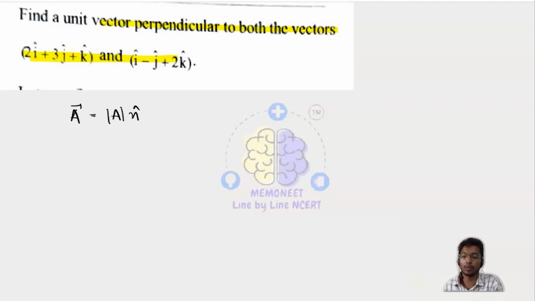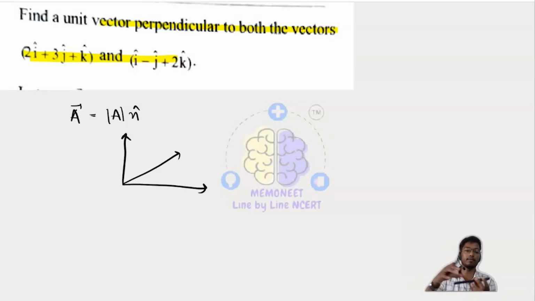We know that if two vectors lie in the same plane, then the vector product will lie perpendicular to them. Let's say we have two vectors, a vector and b vector, and we do the cross product here. The resultant vector will be perpendicular to both the vectors.